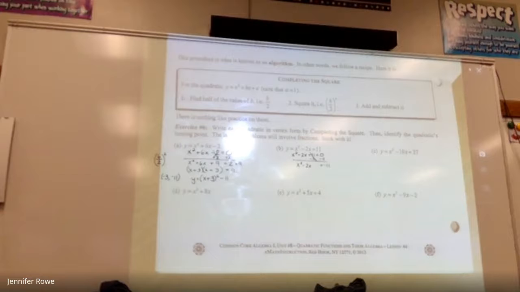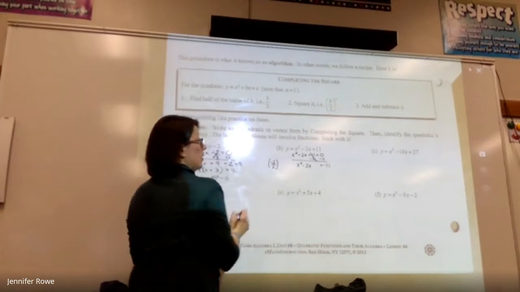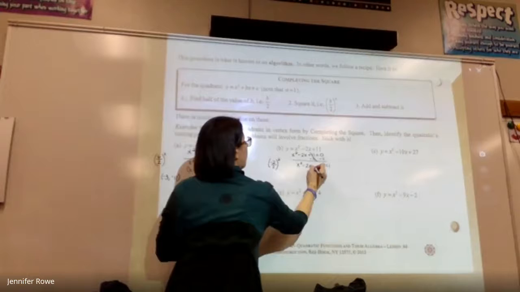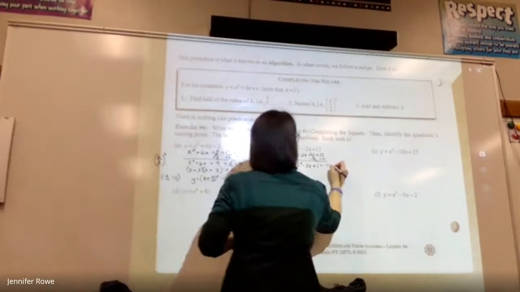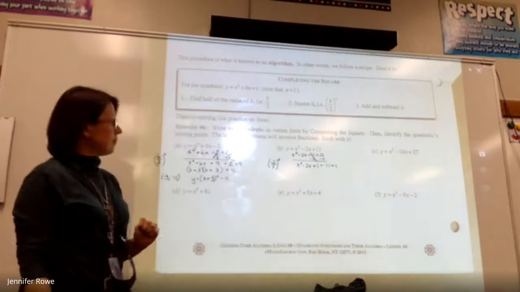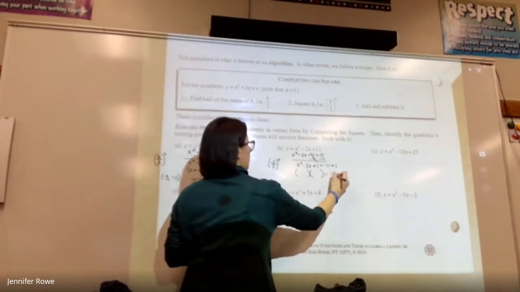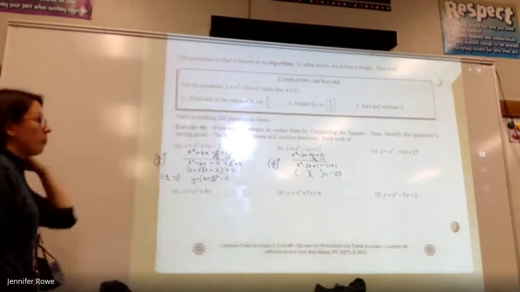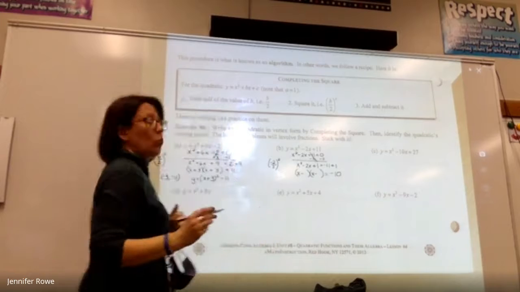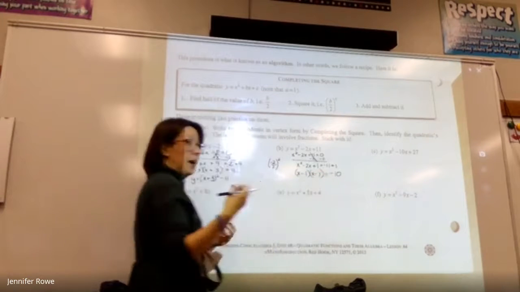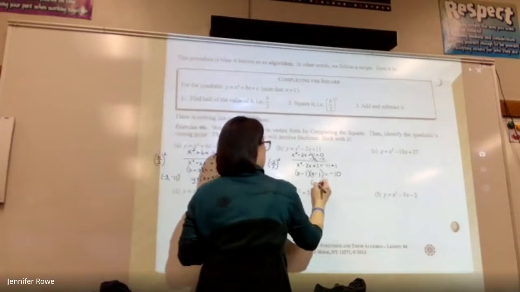Step 3, take the b value, which is -2, cut it in half, -1, and then square it. But if I do it to one side, I have to do it to the other. Okay. We're going to unfoil the left. Minus, minus 1, 1. 1 and 1. Notice that I did combine the right. I put that together already. Smush this together.